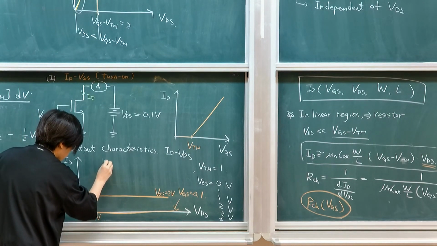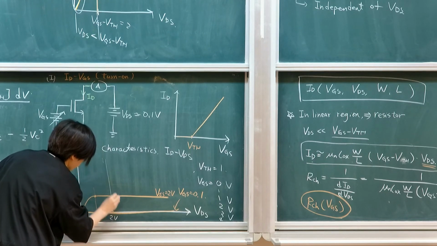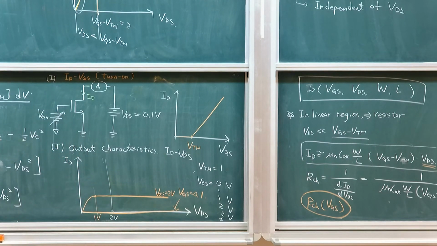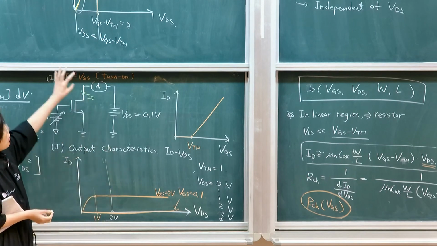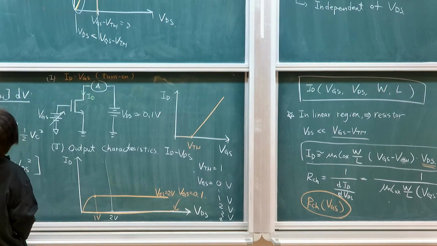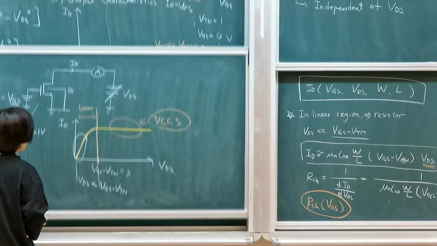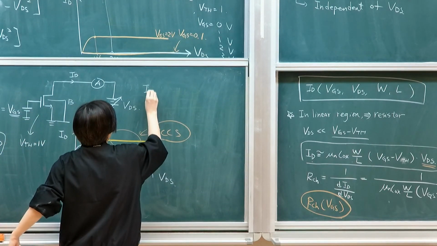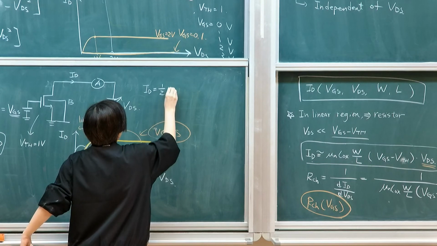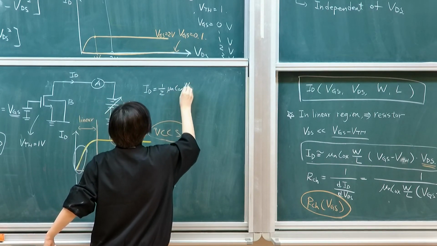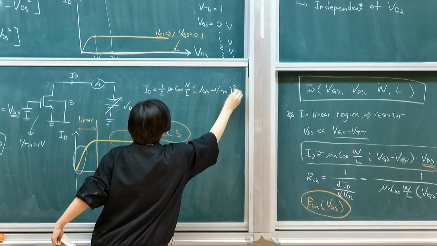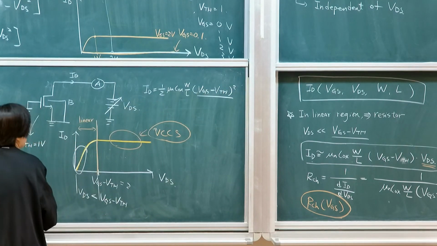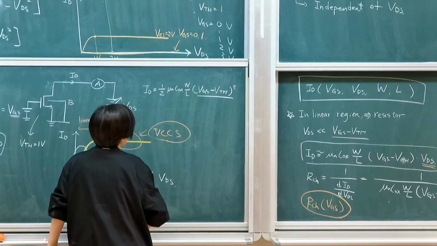And then, how many times higher will the height of the current be? This is VGS minus VT equals 1. Let me write down the current equation, once again: 1/2 mu n Cox W over L times VGS minus VTH squared. So there's a square law behind. If it's the same device, these are constants.